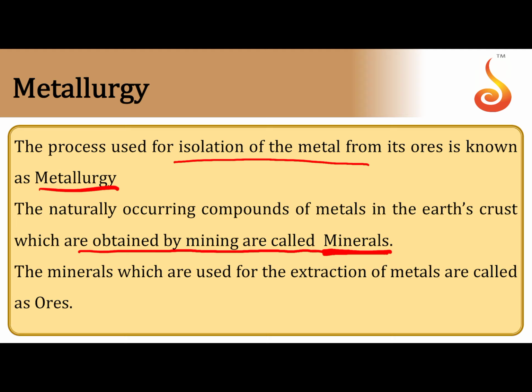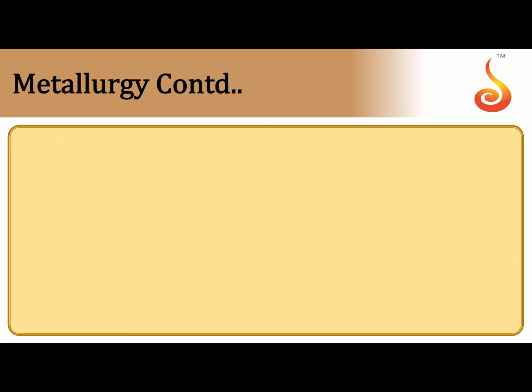But metals are not extracted commercially from all minerals. From one of the minerals, metal is extracted more profitably, more commercially. Such a mineral is called an ore. So aluminum occurs in cryolite, bauxite, etc. But from bauxite, aluminum is extracted mainly. That's why bauxite is the ore of aluminum.